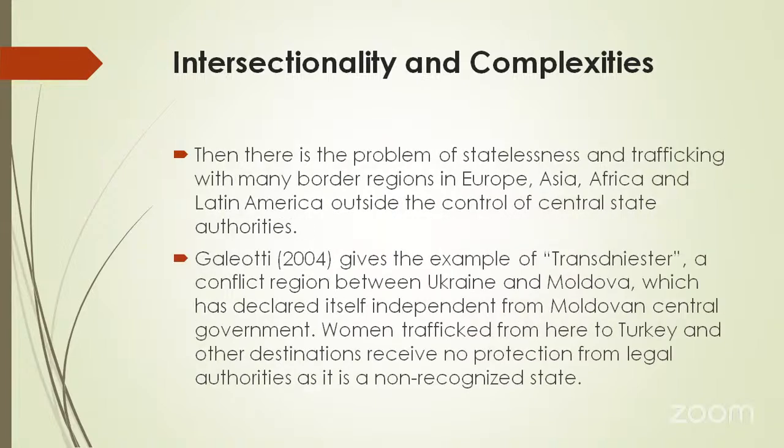Then there are problems of statelessness and trafficking with many border regions in Europe, Asia, Africa, and Latin America outside the control of central state authorities. For example, Transdniester, a conflict region between Ukraine and Moldova. Women trafficked from here to Turkey and other destinations receive no protection from legal authorities as a non-recognized state.